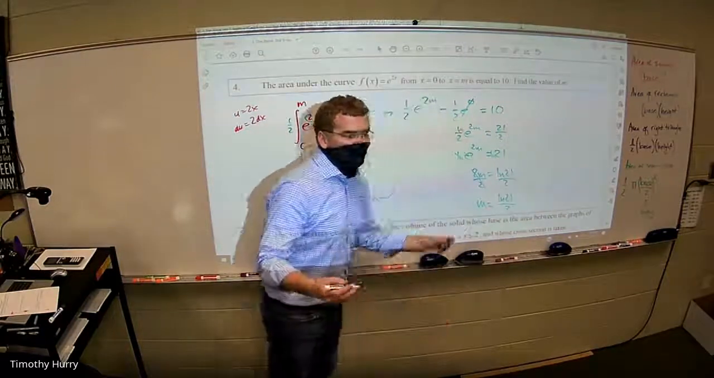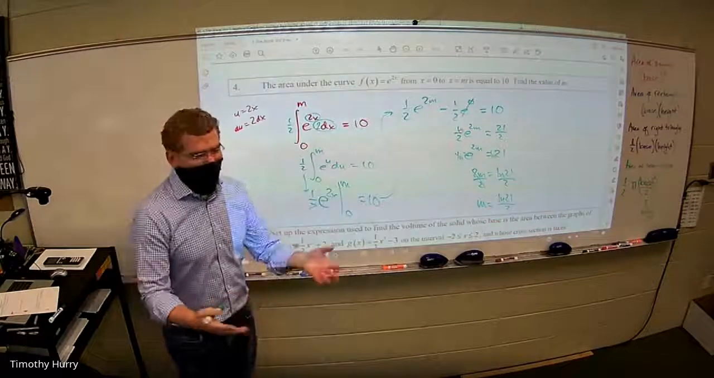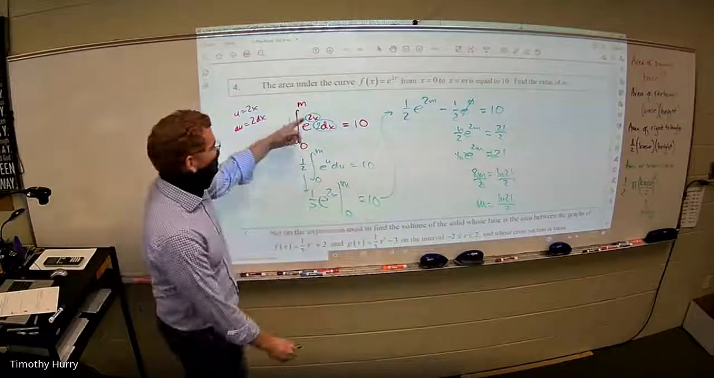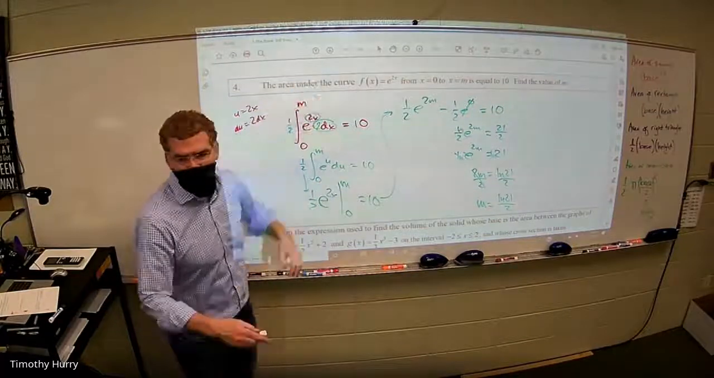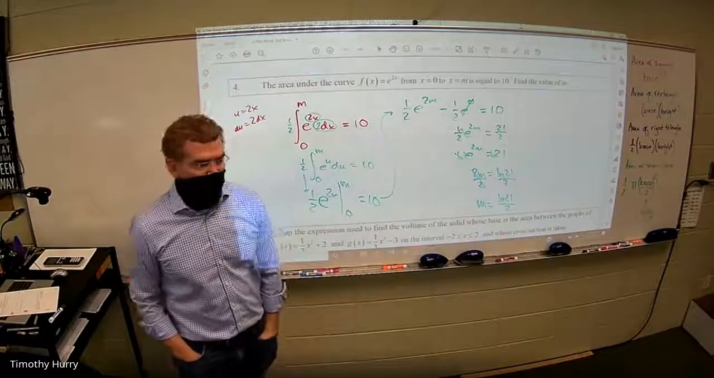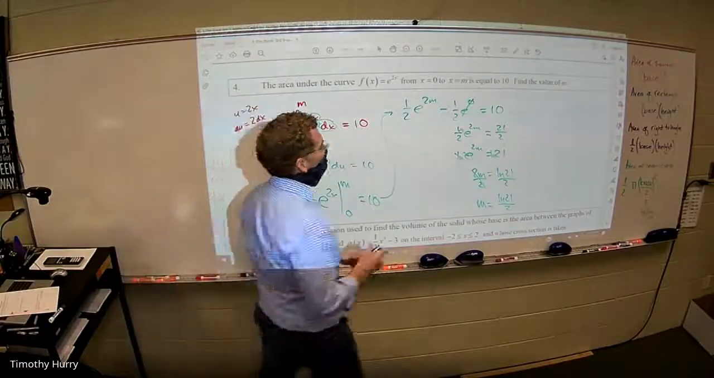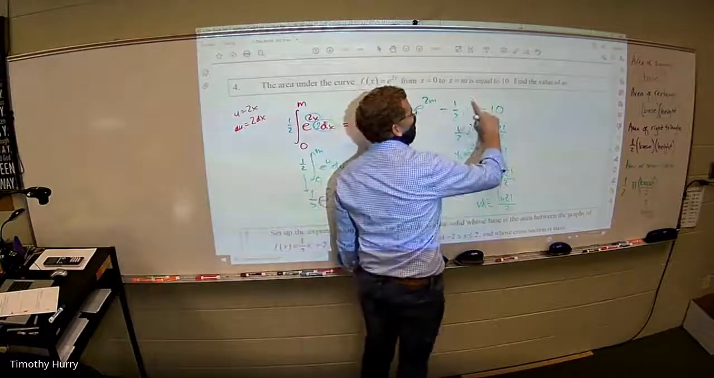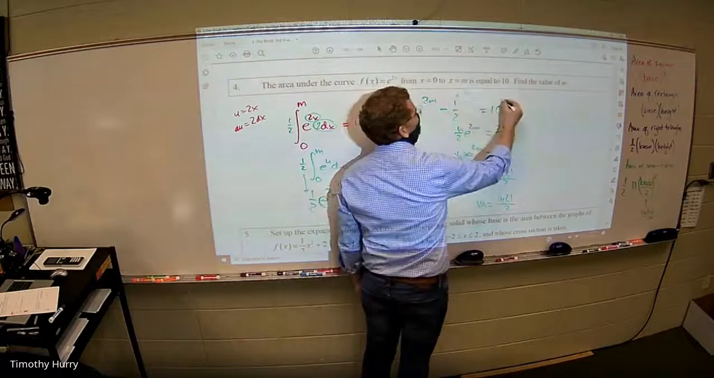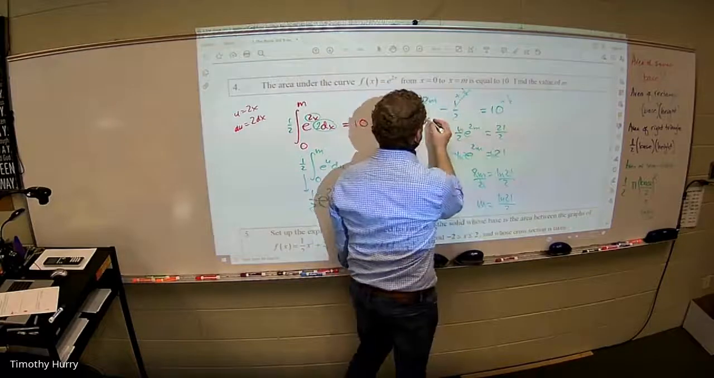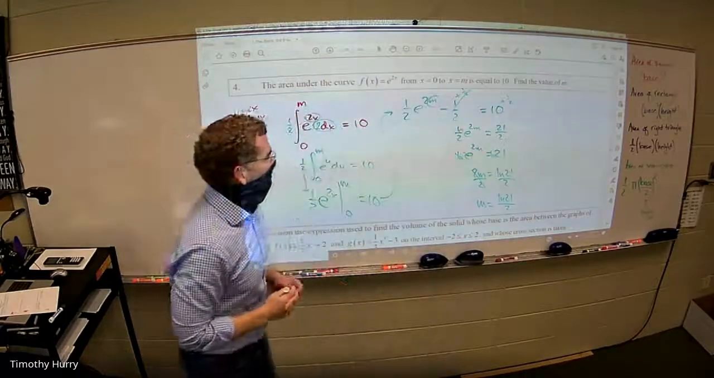It required a little algebra, but it wasn't that bad. It's just basic u substitution. This is a great multiple choice question for an AP test. Where did you get 21 over 2? Because this was equal to 1 right here. So I just added 1/2 to both sides. Just solving for m here.